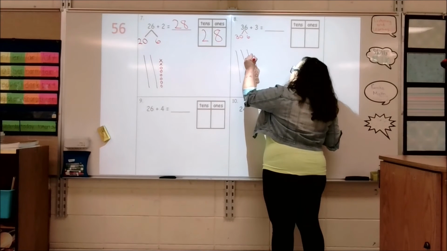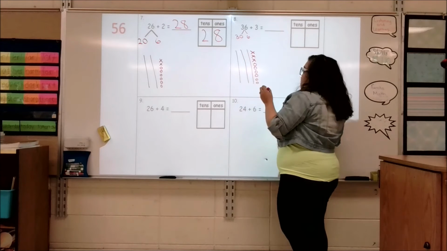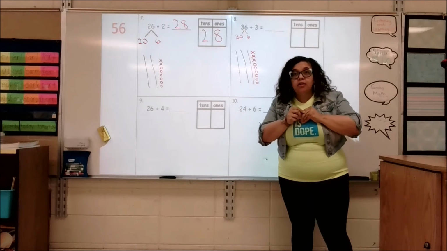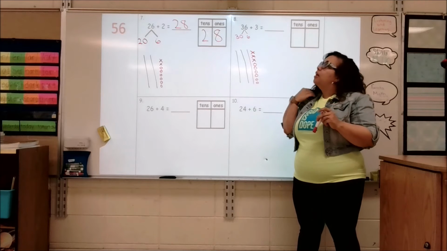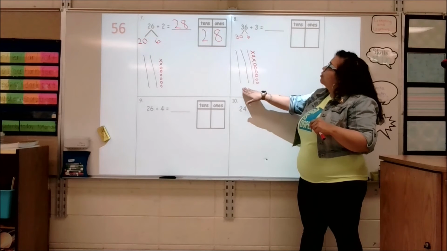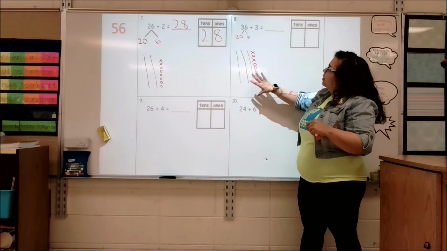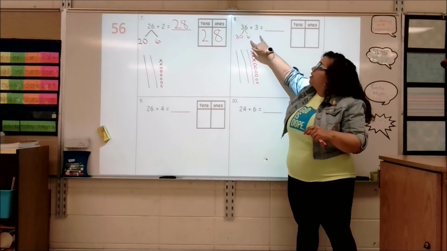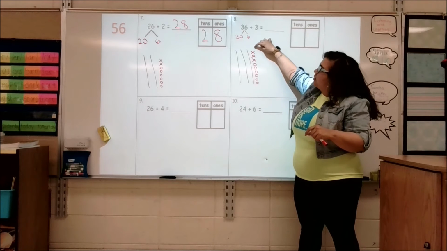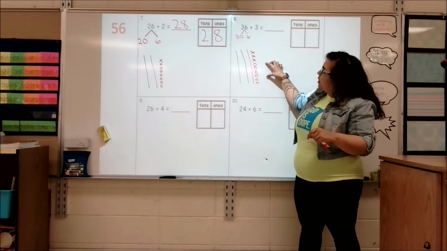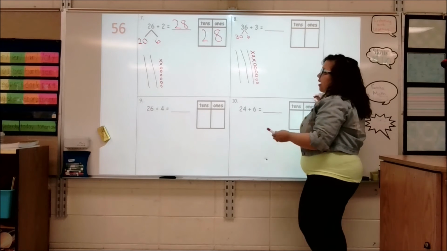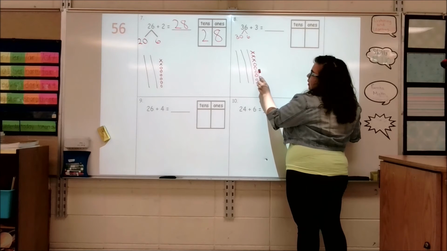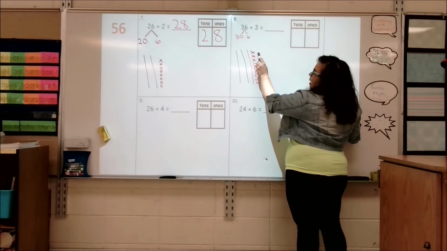So 1, 2, 3. Because we're trying to complete the group of 10. We are still trying to complete the group of 10. So what is 3 tens and 9 ones? Because now it's 6 and 3. We put these ones together, 6 and 3, is 9. You're not sure? Oh, you don't believe me? All right, let's count. 1, 2, 3, 4, 5, 6, 7, 8, 9.